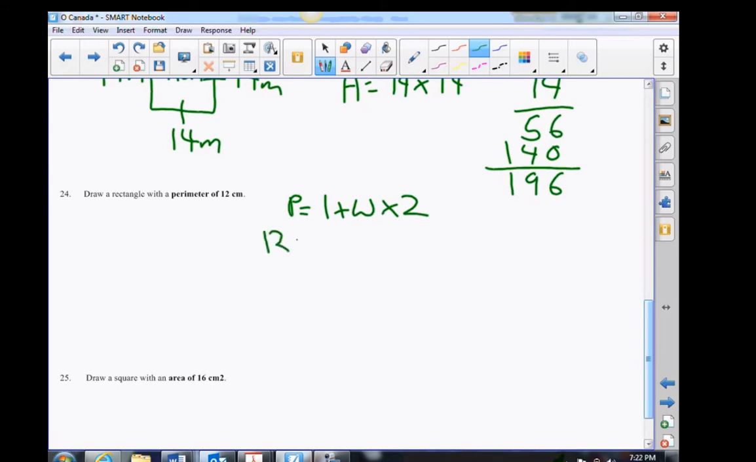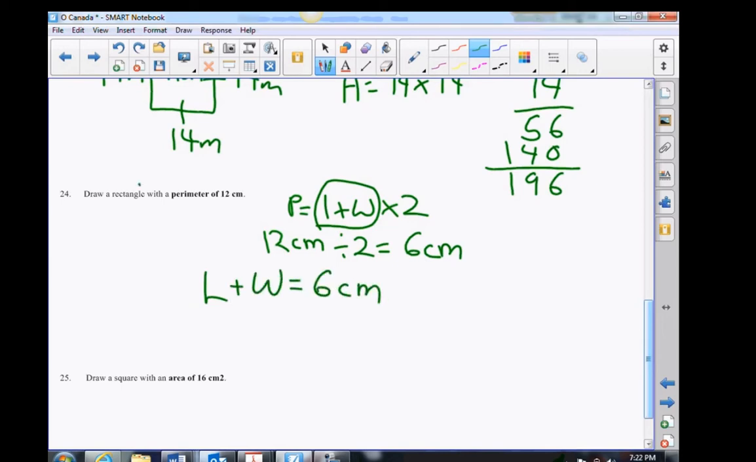But first, let's put all our information out. Perimeter equals length plus width. 12 centimeters divided by 2 equals 6. So 6 centimeters equals the length plus width. So how do I figure that out? Well, what two numbers? This is a rectangle. It doesn't say square, so it's not going to be 3 plus 3.